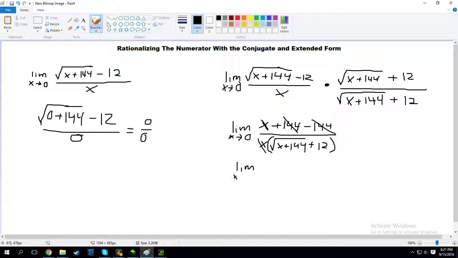So all that you're left with is the limit as x approaches 0 of 1, because even though these x's cancel out, there's always going to be a 1 there, because x divided by x is 1, over the square root of x plus 144 plus 12. Now, here you can now find the limit. This is your extended function, and you can now substitute 0 for x.